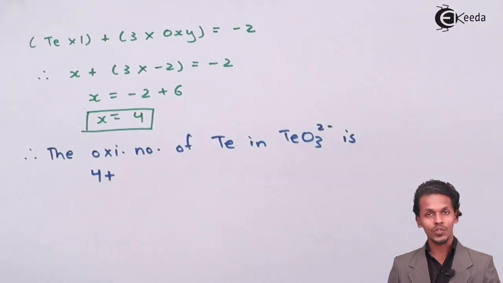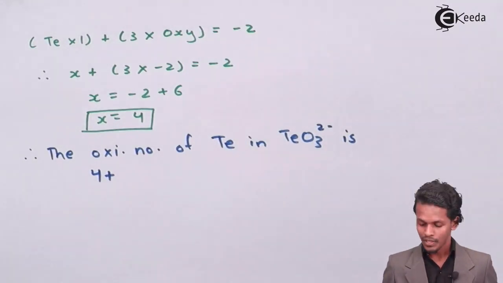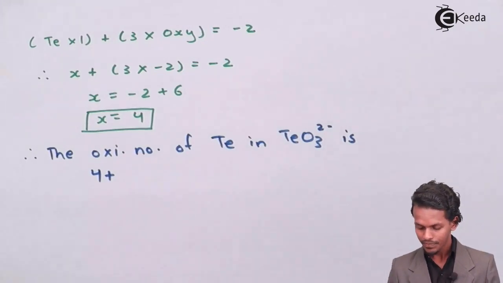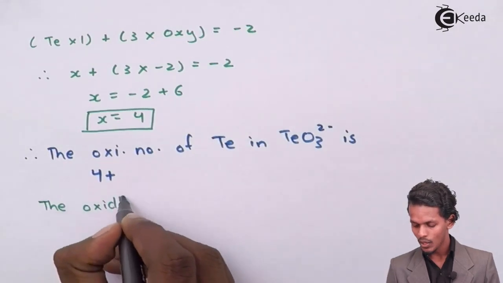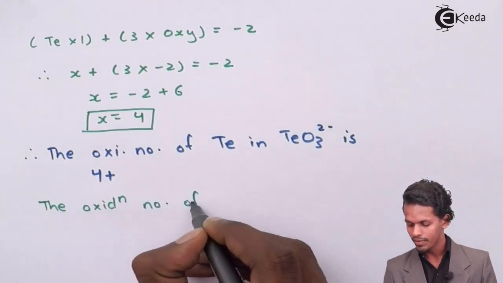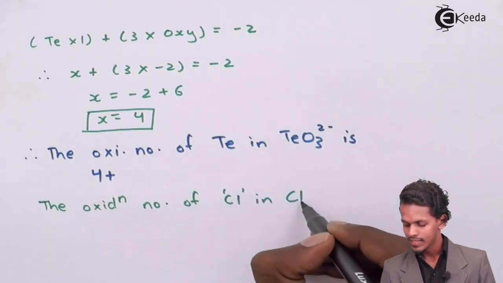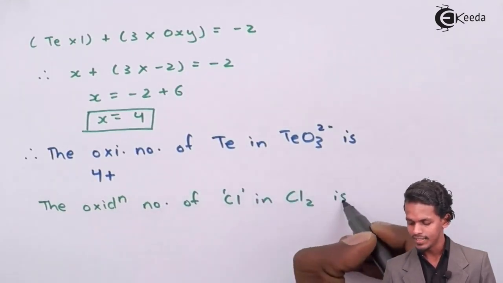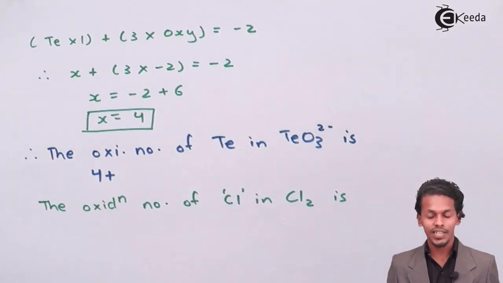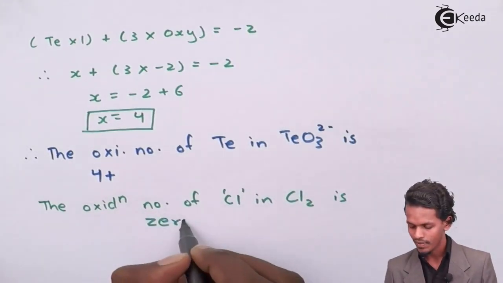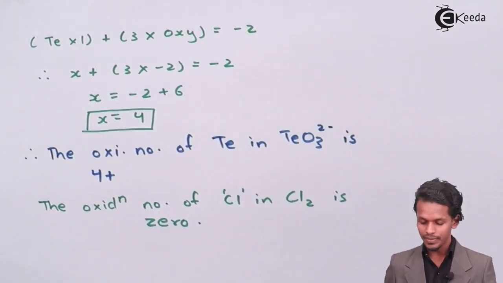Now moving towards the next reactant, in this case the chlorine molecule. For that I could write the oxidation number of chlorine in Cl2. As we can see, there is no charge present on Cl2, so therefore it will be 0 itself.